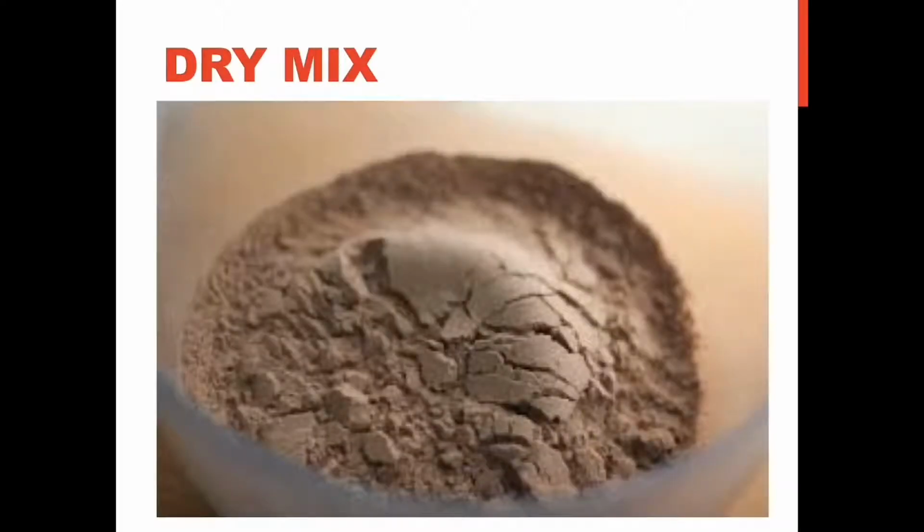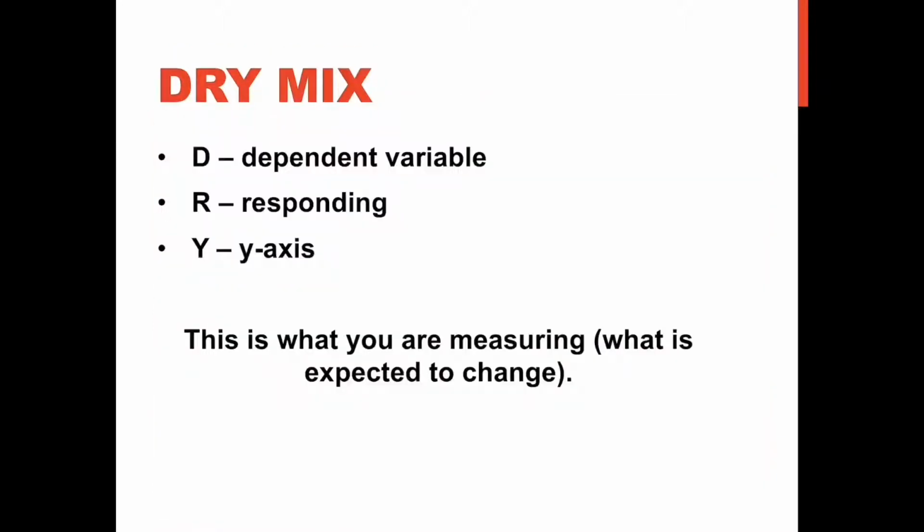So now let's talk about DRY MIX. First we're going to talk about DRY, and then we're going to talk about MIX. DRY stands for Dependent variable, Responding, Y-axis. So this is what you're measuring and what is expected to change. This is what you're looking at because of something that you have changed, and it's always going to go on the y-axis. Dependent variable, always on the y-axis.